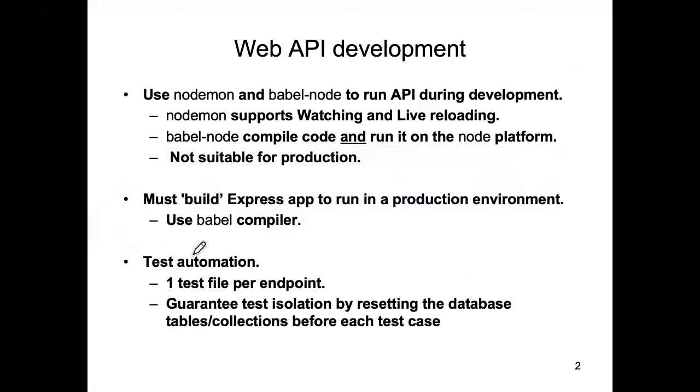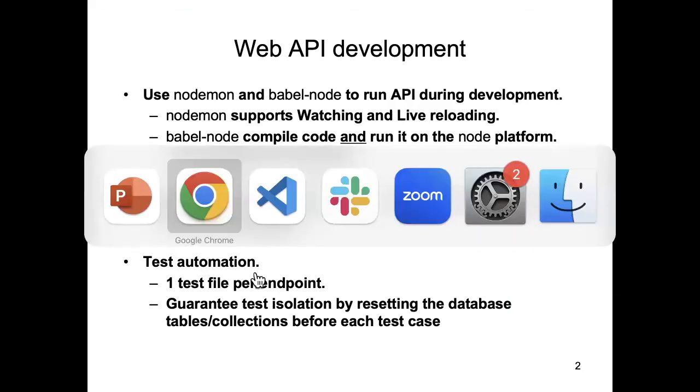Moving on to testing. Well, from a structural point of view, the advice is to have one test file per endpoint. And I guess we saw that in this week's lab. So in my sample web API there, I have 3 endpoints. I have a genre endpoint, a users endpoint, and a movies endpoint. So I would expect to have 3 test files corresponding to those.